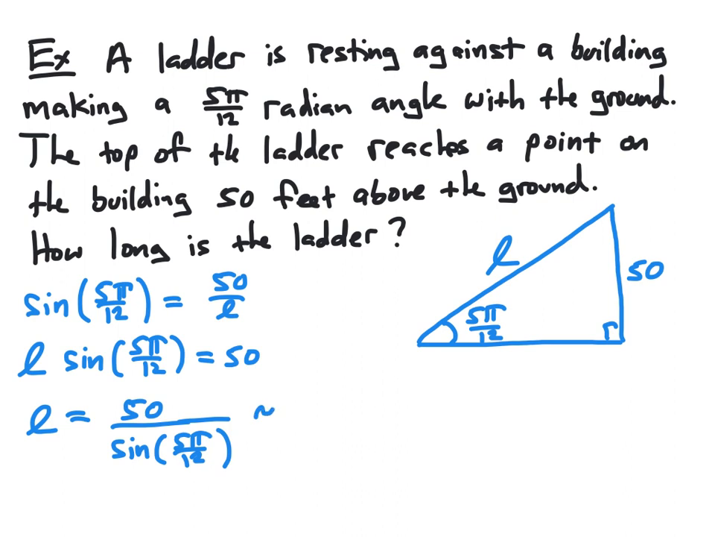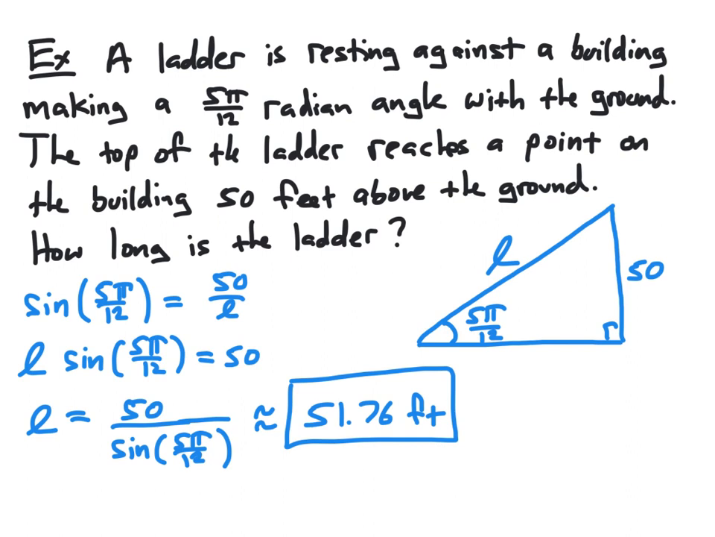And again, 5 pi over 12, like the previous example, is an angle that we don't know the trig values for off the top of our heads. And so we'll use a calculator here to get 51.76 feet. So our length of the ladder is just under 52 feet.